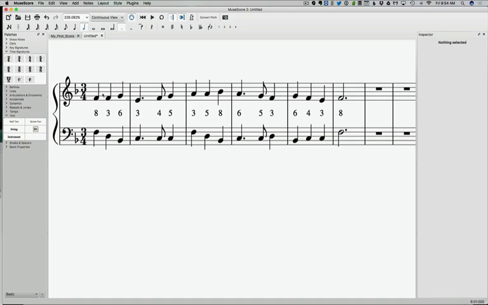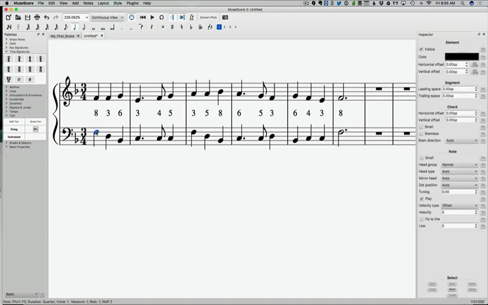Remember, oblique motion is a situation like right here, where one note stays the same. So it's kind of odd motion because only one voice is moving. That's called oblique motion. So let's do this.